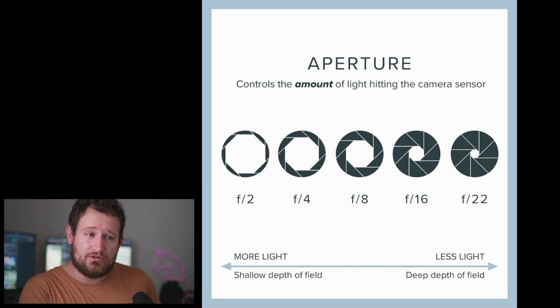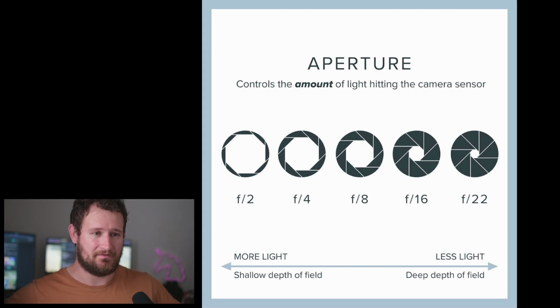So when you do shoot at something like f22 as an example, you will have a very, very large depth of field to work with. A lot will be in focus, but you will run into diffraction. So diffraction softens down your image again.